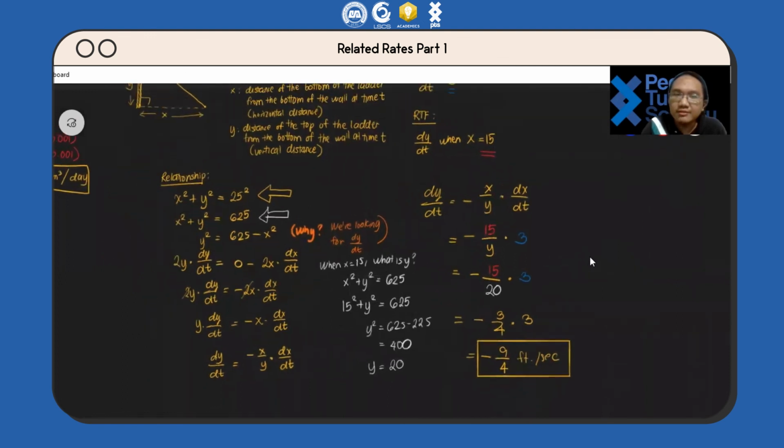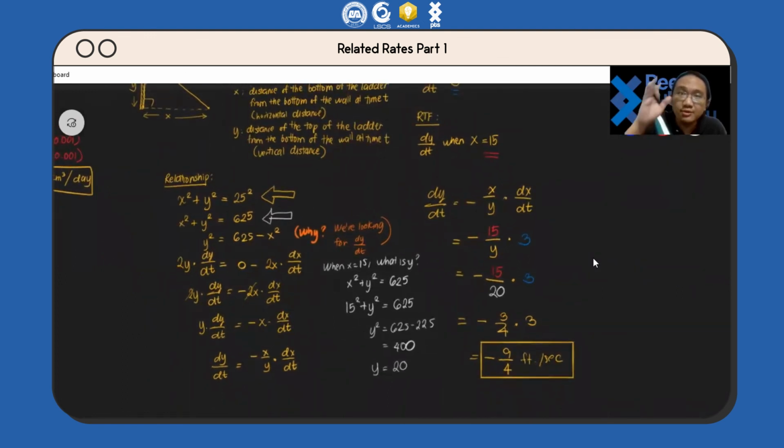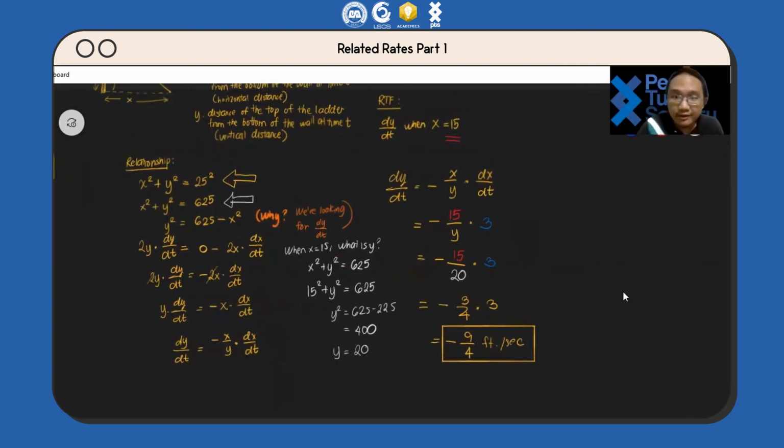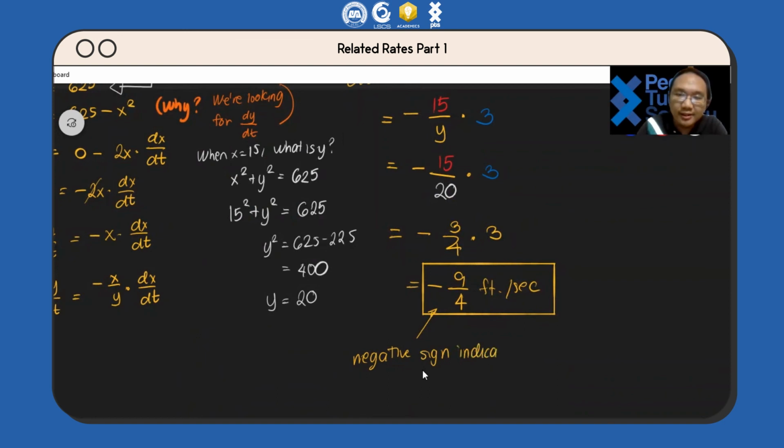For the curious, why do we have a negative value for the rate? In physics, usually negative values are associated with things going down. And it does make sense. The y value decreases with time because the ladder is sliding down. So this negative sign indicates that y decreases as t increases, which makes sense because, again, as we have stated a while ago, our ladder goes down with time. So it slides down the wall as time increases.